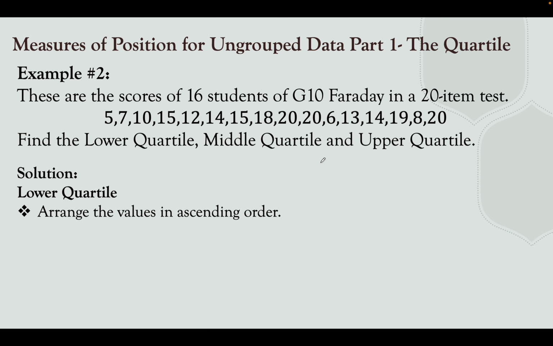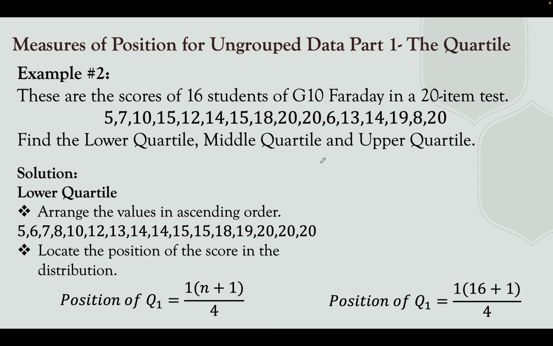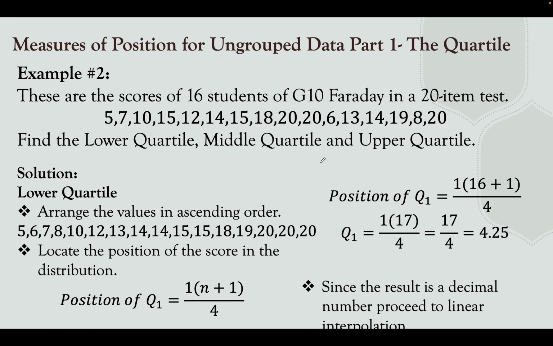For the lower quartile, first arrange the data in ascending order. So we have here the data set. Then locate the position of the score. The lower quartile position is equal to 1 times n plus 1 over 4. Substitute the value of n, which is 16, since we have 16 data. So 16 plus 1 is 17, 17 times 1 is 17, divided by 4 is 4.25.